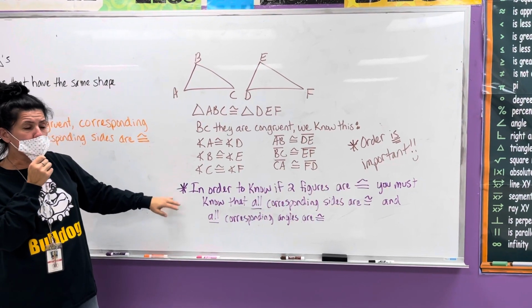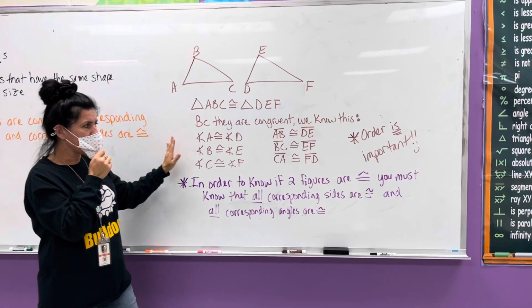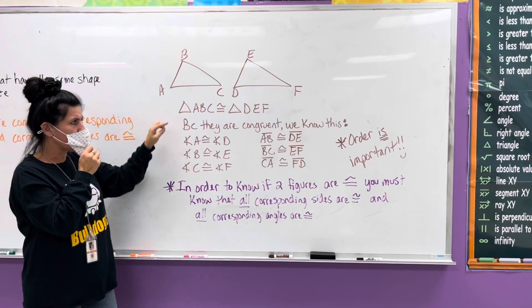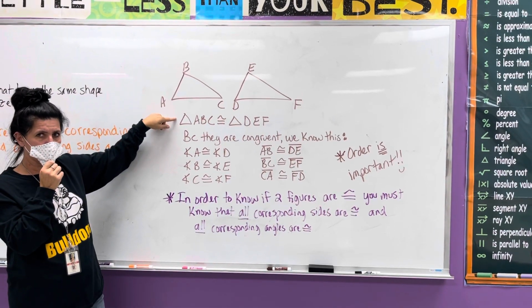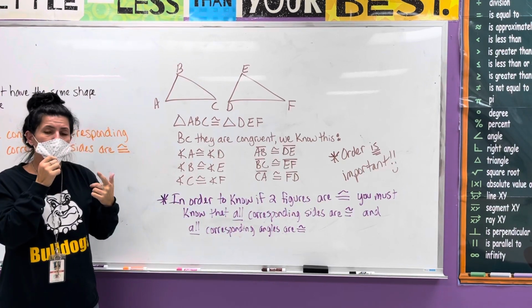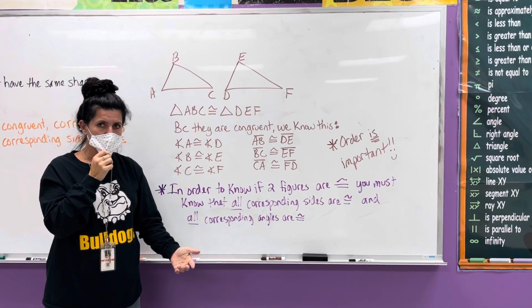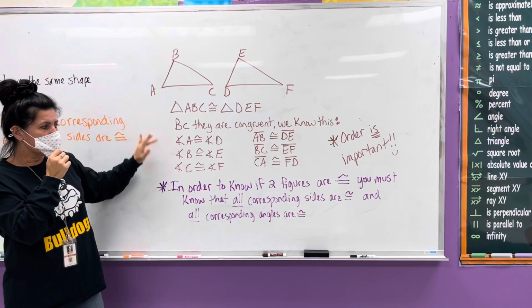In order to go backwards, if I want to know if they're congruent, I have to know all of this is true in order to say this is true. So I have to know all the corresponding sides are congruent and all the corresponding angles are congruent, therefore I can say the triangles are congruent. So that works both ways.